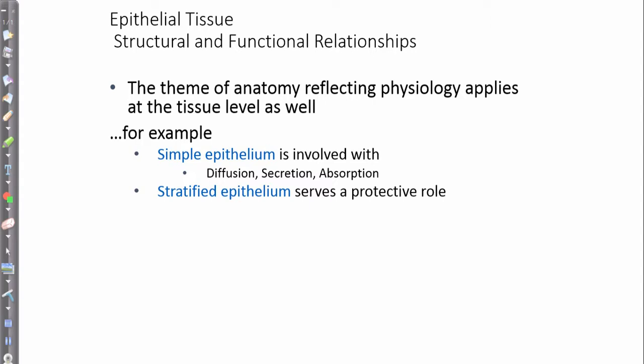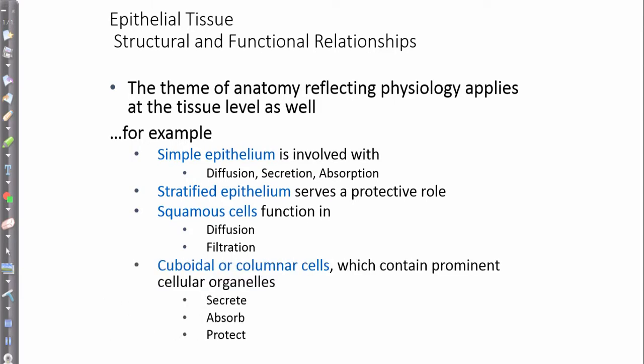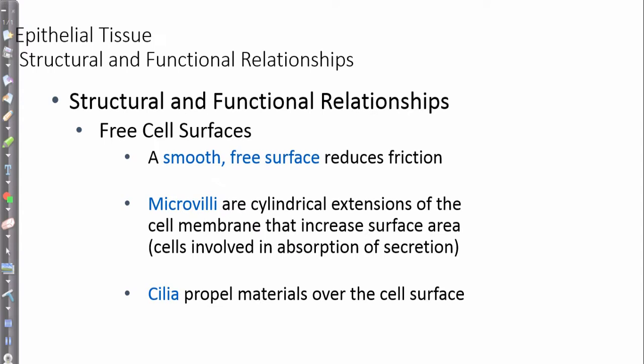So think about stratification as where you're going to have lots of layers for protection. Simple is going to be more involved with diffusion and secretion. Think about squamous cells. They're flat cells. So they're probably going to be better for diffusion or filtration, whereas cuboidal or columnar cells are going to be better for secretion and absorption and protection in some cases because they're large cells. They're going to be able to secrete a lot of products because they're big cells, or absorb because they're big cells. So pay attention to anatomy reflecting physiology here.